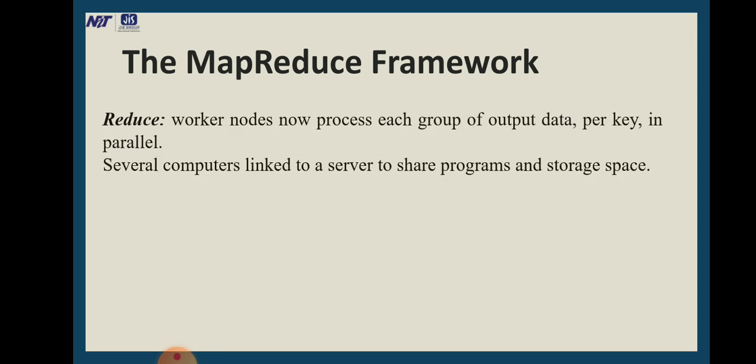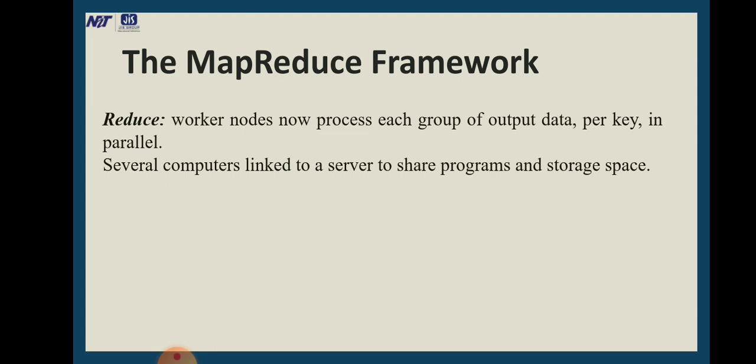The third step is reduce. Worker nodes now process each group of output data per key in parallel. MapReduce allows for the distributed processing of map and reduction operations. Maps can be performed in parallel provided that each mapping operation is independent of the others.